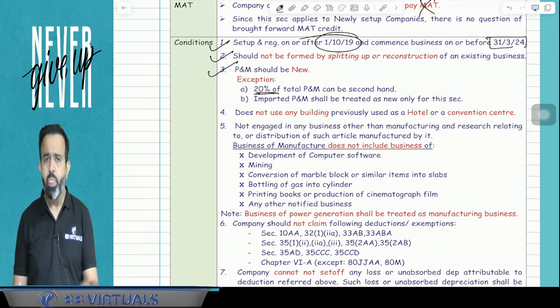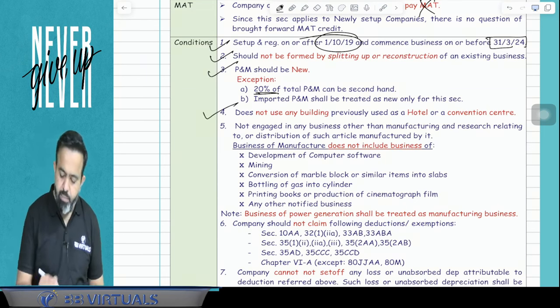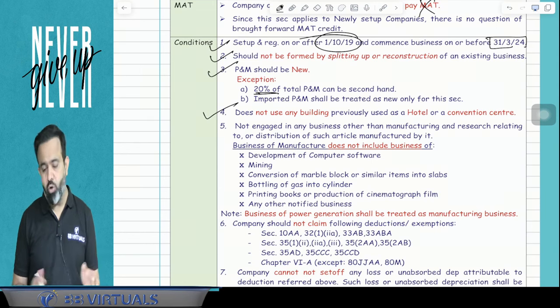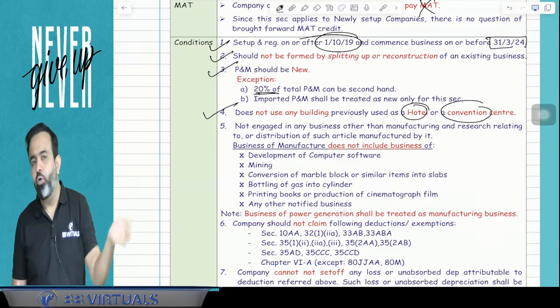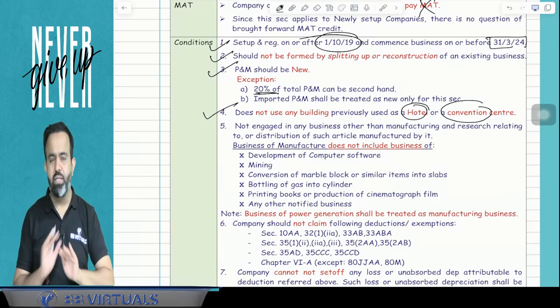Now, point number four says that this company cannot use any hotel or convention center, meaning if earlier it was used as a hotel or convention center, and now that building is being used for this business, that is not possible.